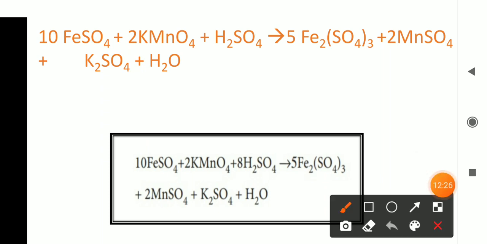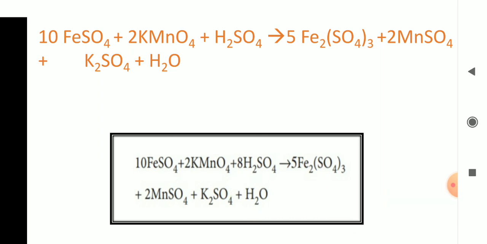Count the number of hydrogens. How many hydrogens do we have? 8 into 2, 16. On the reactant side we have 16 hydrogens. On the product side we have only 2 hydrogens. So how to convert this 2 into 16? In front of this H2O, if you write 8, 8 into 2, 16. So the number of hydrogen atoms is balanced. And surprisingly, dear students, when we write 8 in front of H2O, automatically the oxygen is balanced. You can calculate and see how many oxygen atoms are on the reactant side and how many on the product side.